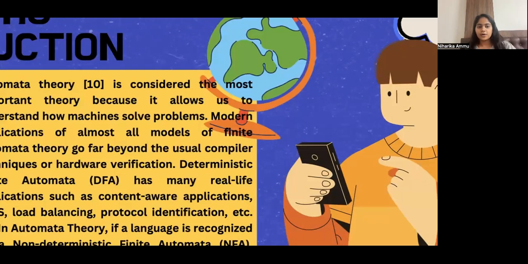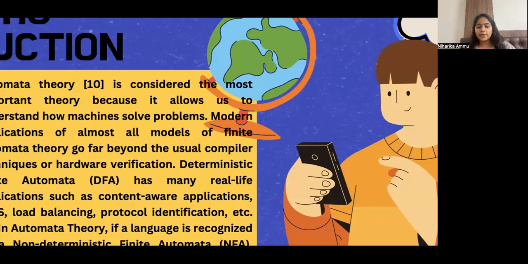Finite automata or automata theory is considered the most important theory because it allows us to understand how machines solve problems. Modern applications of almost all models of finite automata theory go far beyond the usual compiler techniques or hardware verification. The deterministic finite automata, that is DFA, has many real life applications such as content aware applications, NIDS, load balancing, protocol identification, and many more.